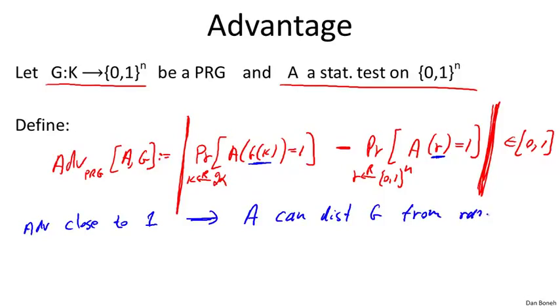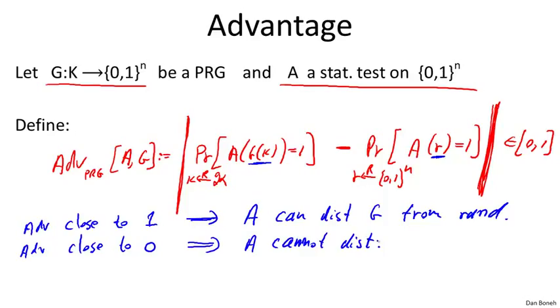In some sense we'll say that the statistical test broke the generator G because it was able to distinguish the output from random. However, if the advantage is close to 0, what does that mean? That means that the statistical test behaves pretty much the same on pseudo-random inputs as it does on truly random inputs. And there we would say that A could not distinguish the generator from random. So this gives you a little bit of intuition about why this concept of advantage is important.